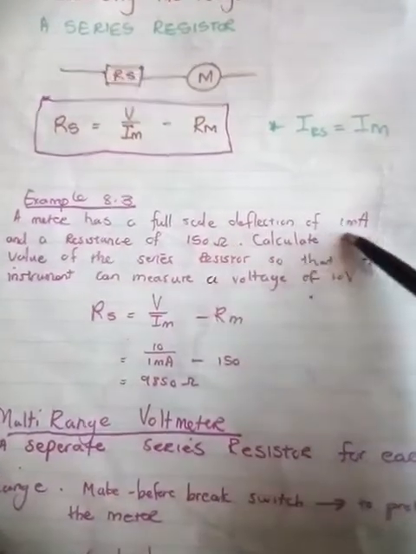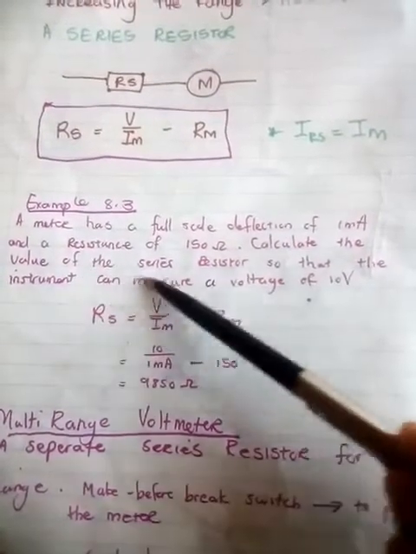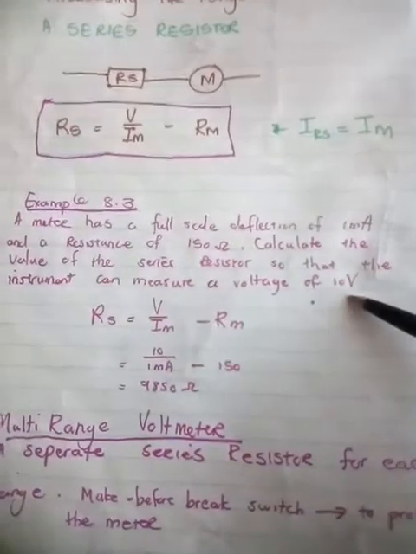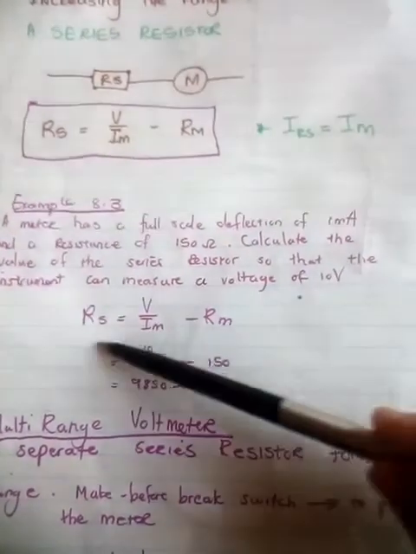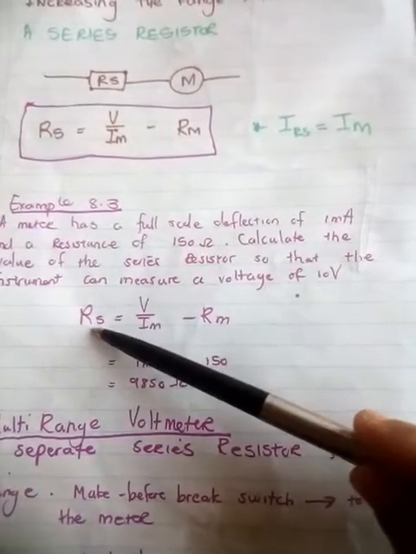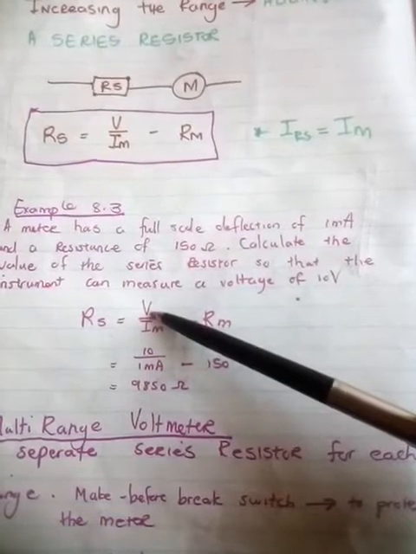This is the example in your textbook. A meter has a full scale deflection of 1 milliamp and a resistance of 150 ohm. Calculate the value of the series resistor so that the instrument can measure a voltage of 10 volt. For the series resistor there is a formula: RS equals V over IM minus RM. This is the series resistor, and that's the voltage, and the voltage is 10 volt.